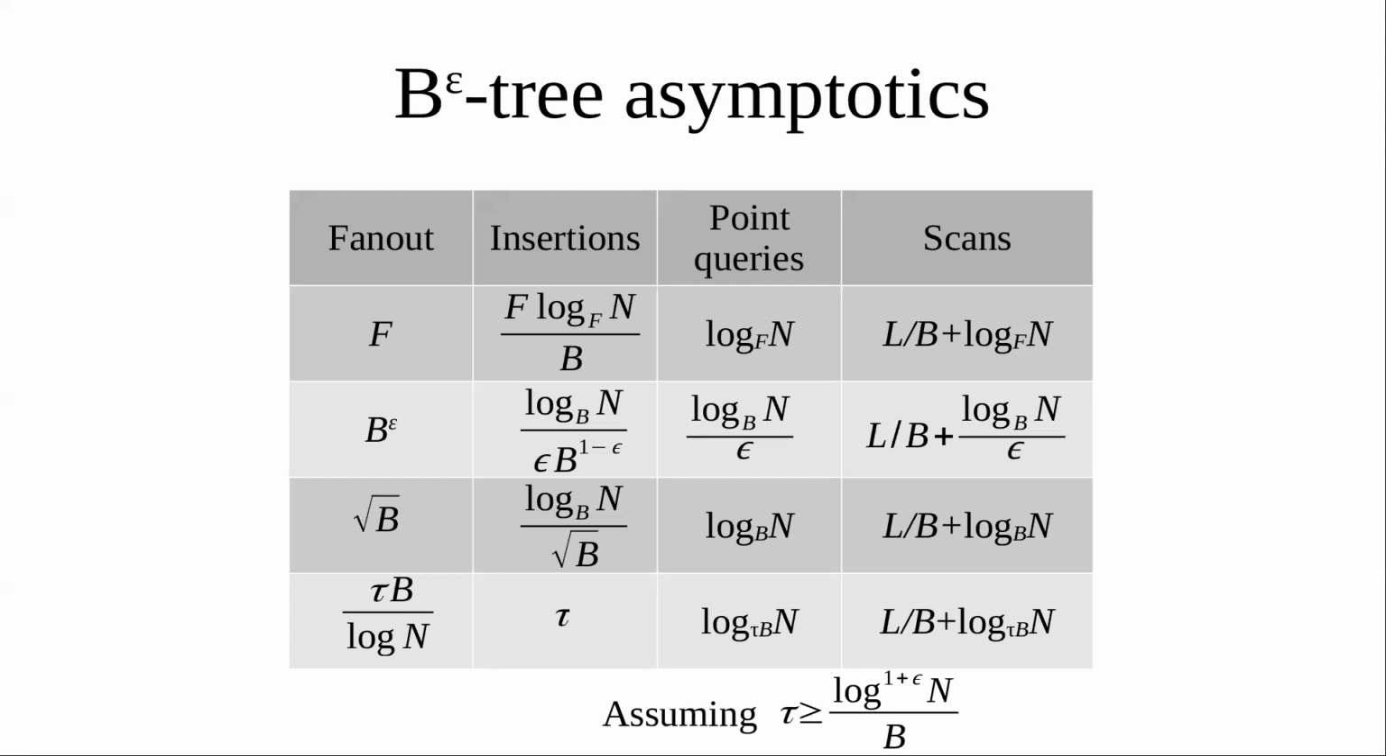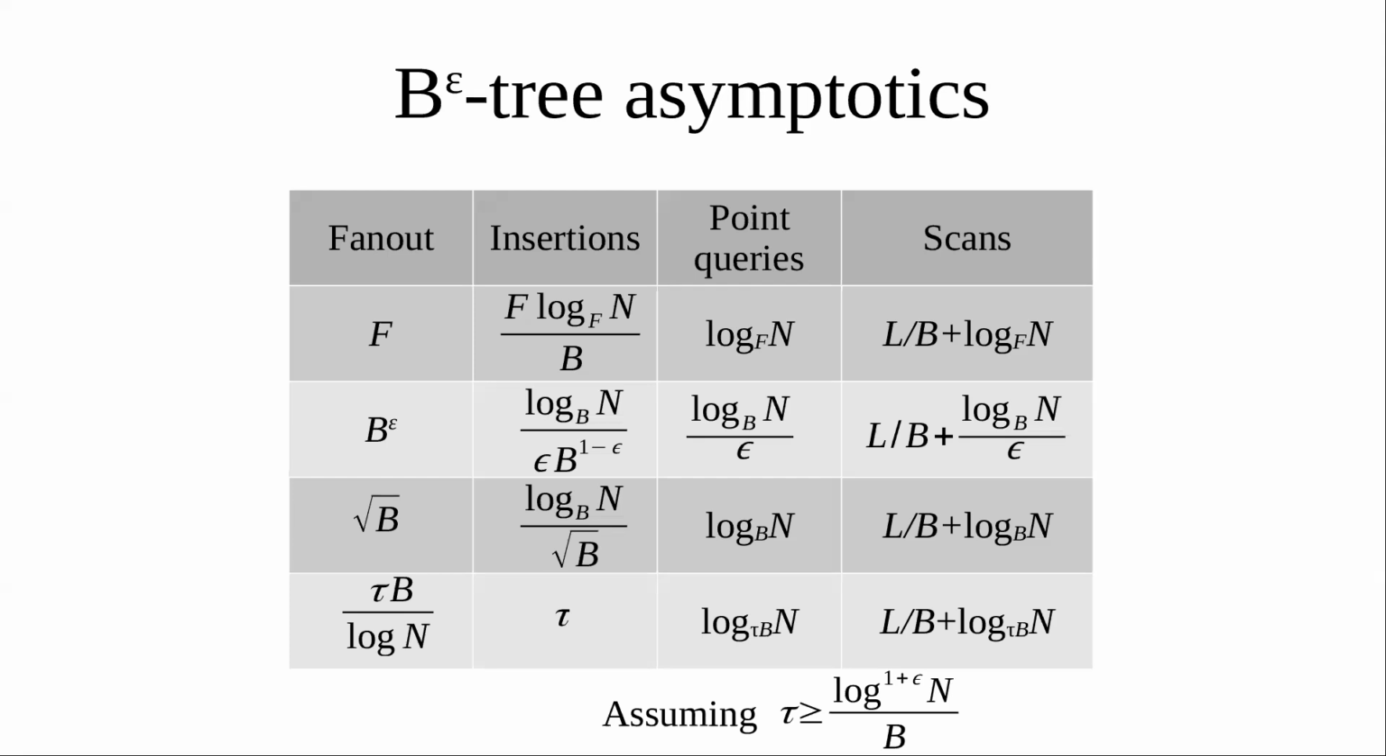So this is a case where we're getting a square root of B speedup in insertions compared to a B-tree. But again, we get log base square root of B for the query cost, which is again just a constant factor slower. So we're getting this massive square root of B speedup on insertion for only a constant factor slowdown on point queries. That's really exciting.